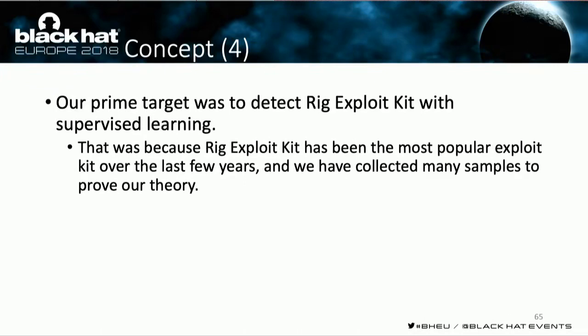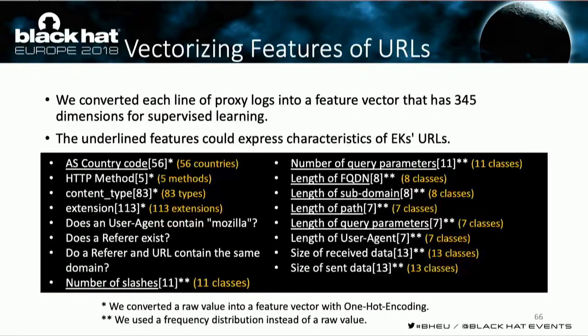At first, we try to detect Rig exploit kit with supervised learning. That is because Rig exploit kit has been the most popular exploit kit over the last few years, and we have collected many samples to prove our theory. For supervised learning, we converted each line of proxy logs into a feature vector that has 345 dimensions as shown on the slide. Underlying features could express the characteristics of typical URLs of exploit kits.